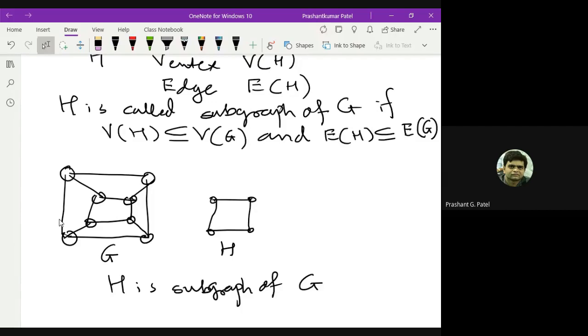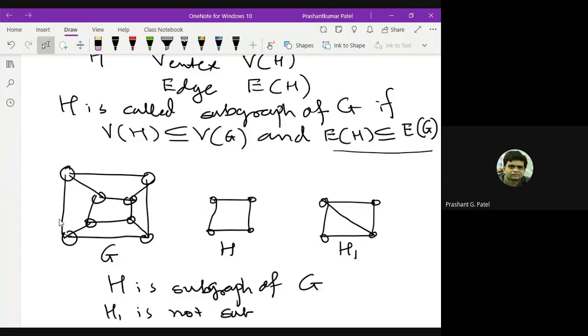If I have this graph, let's say this is H1, there is an extra edge here, so this condition is not satisfied. That is, the edge set of H1 is not a subset of the edge set of G, because this is the extra edge we have here. So this H1 is not a subgraph of G. This gives you an idea of what we mean by a subgraph of G.